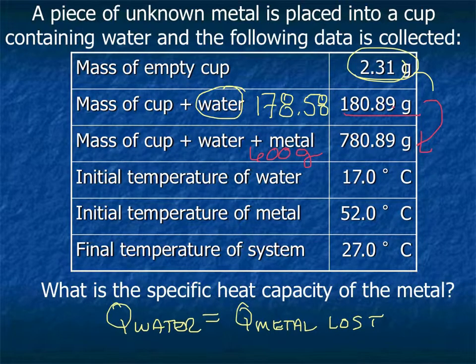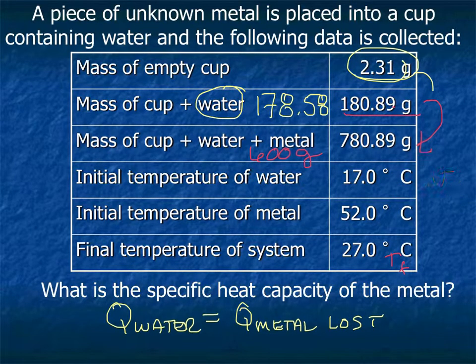So we can calculate the delta T of the water. Delta T of the water is the final minus the initial. The initial temperature of the water was this, so this is T initial for the water, and this is T final. And then for the metal, I should change colors here so not everybody gets confused. So let me switch that up here a second.